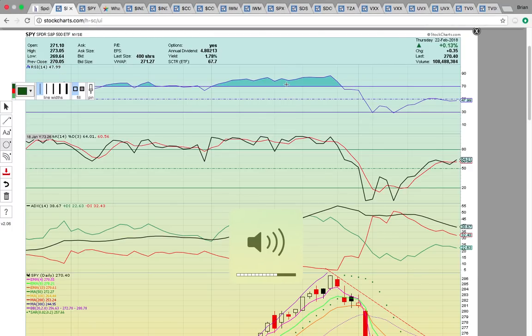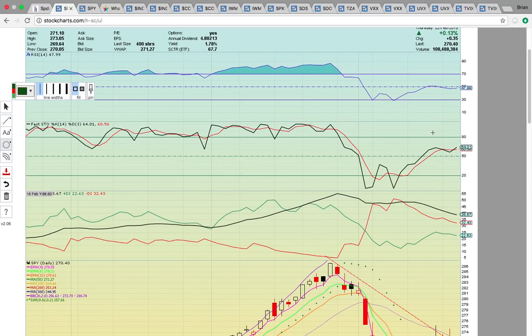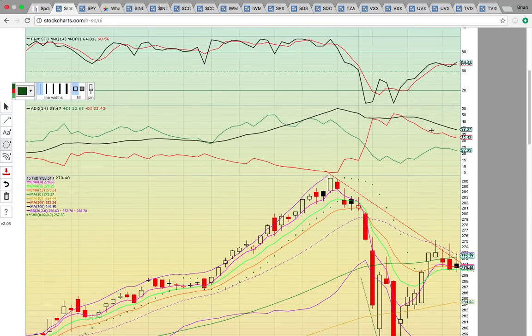And in this video, we're going to take a look at the indices. We're going to take a look at some inverse ETFs, and then we're going to look at the volatility. Okay, so first off, we're going to take a look at SPY. This is the S&P 500 ETF SPY, and I posted a video last night, and I want to show you the follow-up today.